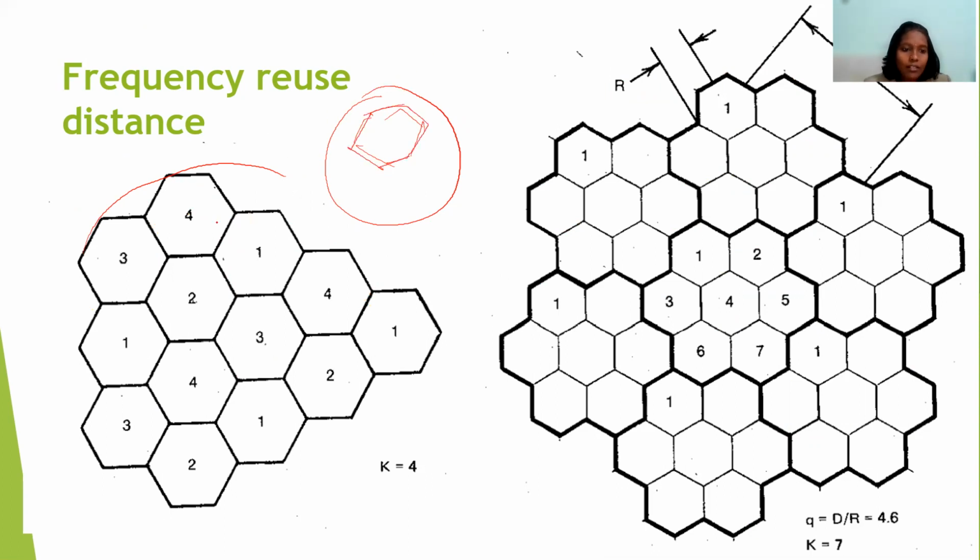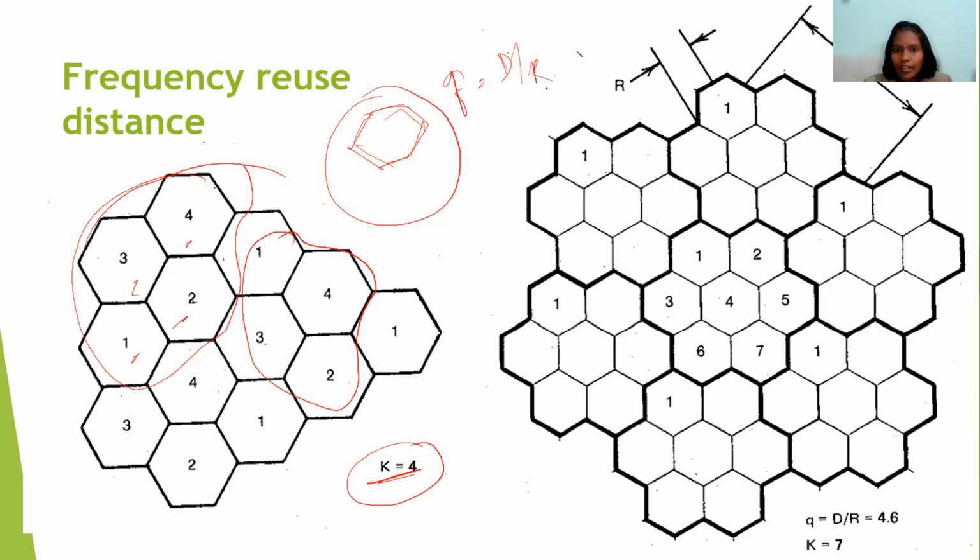And in that hexagonal pattern, it is shown here that K is equal to 4. That means this 1, this 2, this 3, this 4. These all belong to one geographical area, and these all belong to another geographical area. So here the K value is 4. Here this one is R. I already told you Q is equal to D by R.